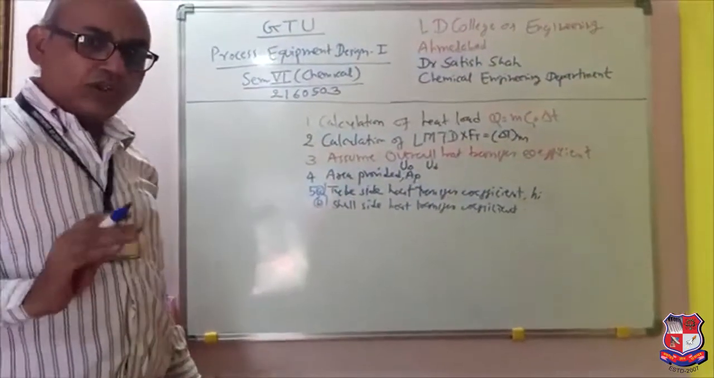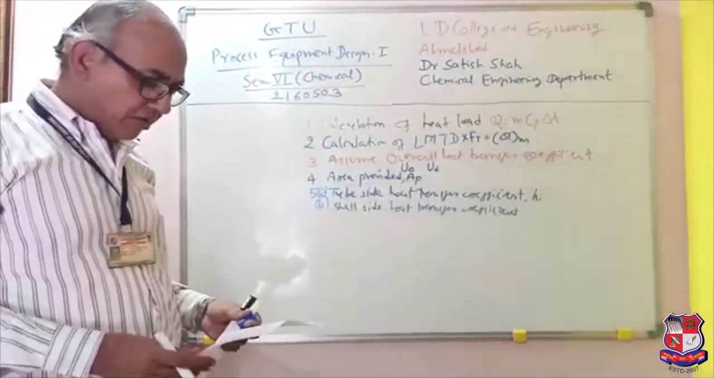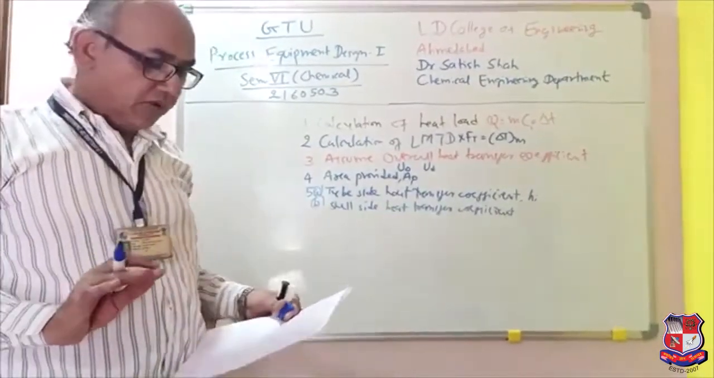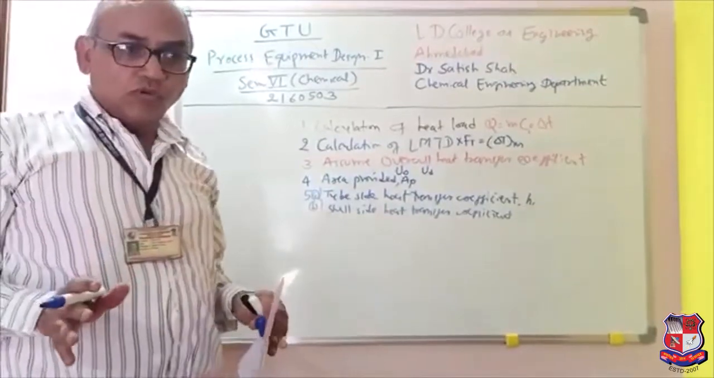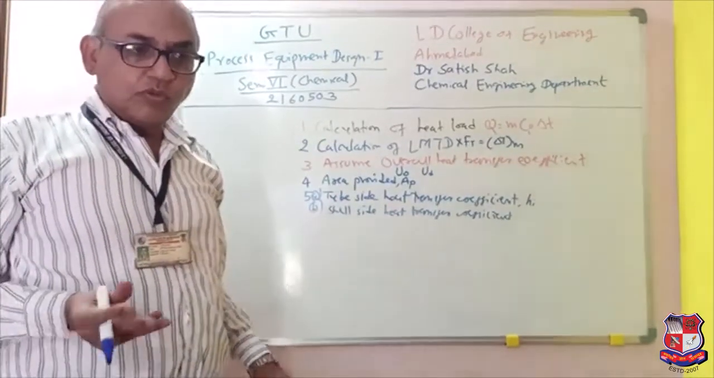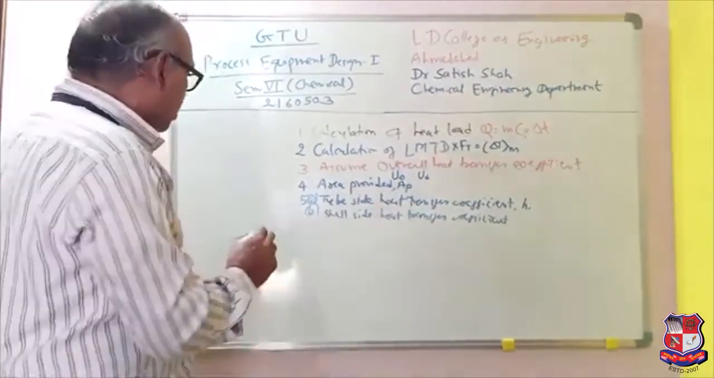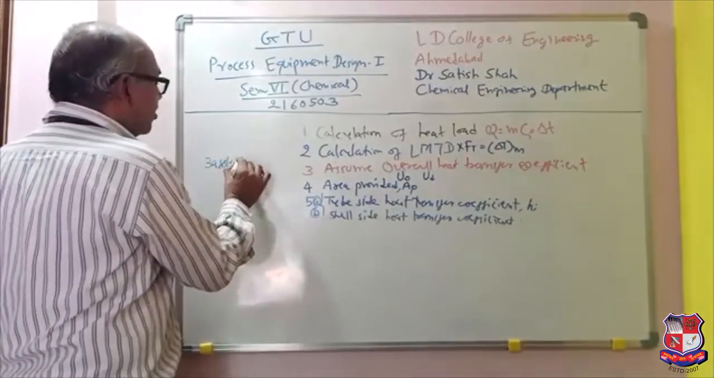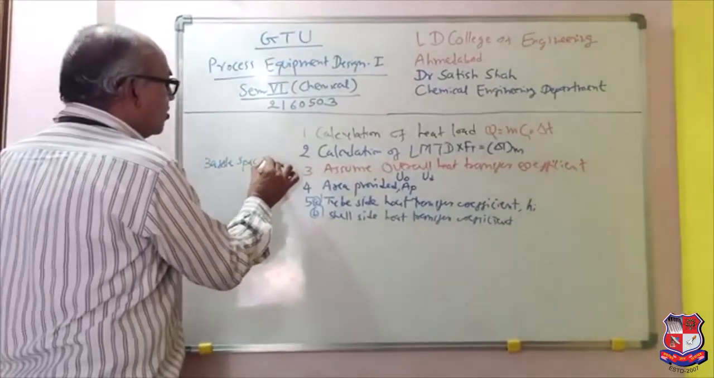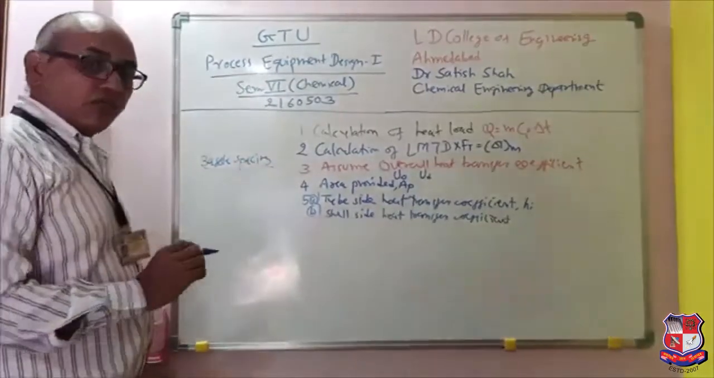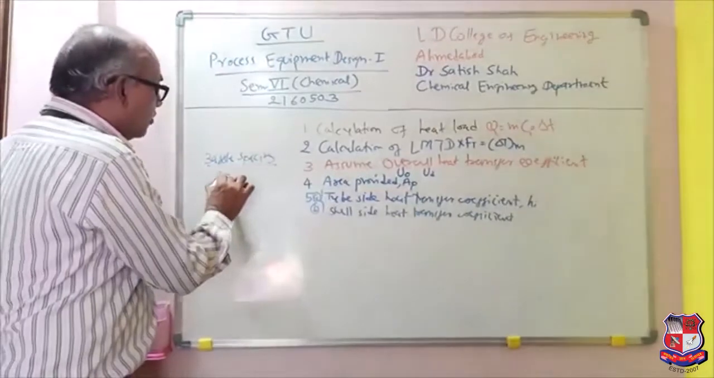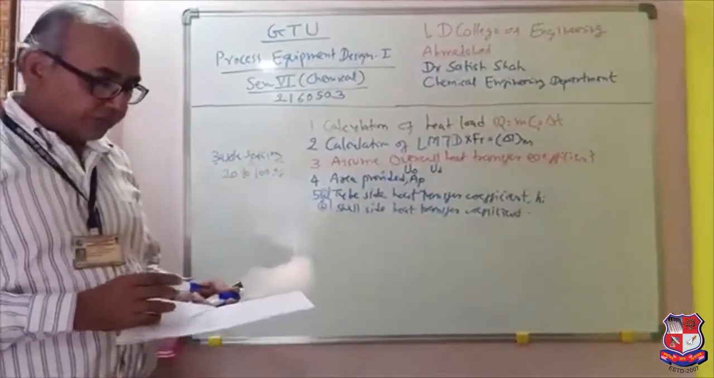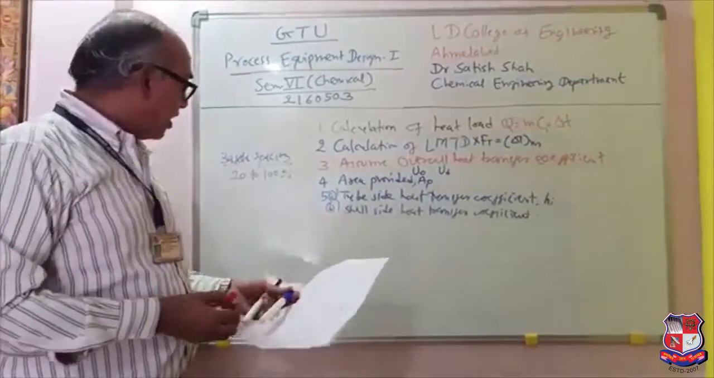See, I have already told you how to calculate the shell diameter. Now, once everything is known to you, the number of tubes and the shell diameter, there is one important thing, that is baffle spacing. How to assume baffle spacing? By standard norms, you can take your baffle spacing between 20 to 100% of the shell diameter.